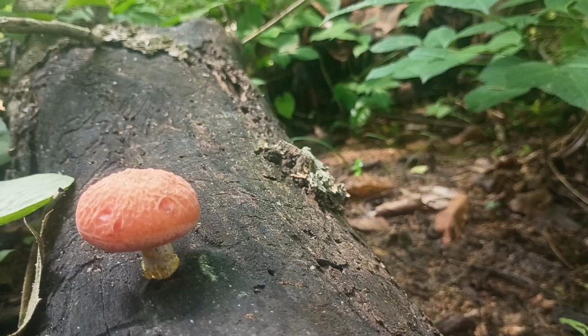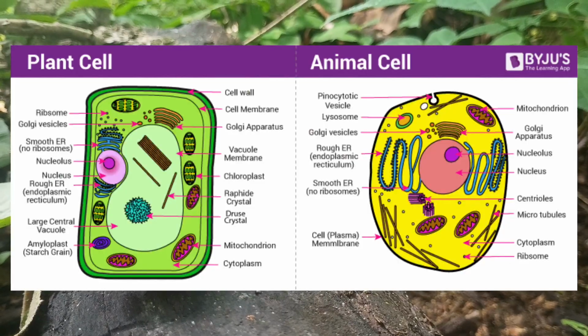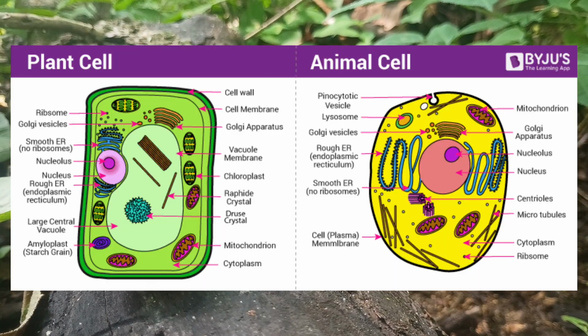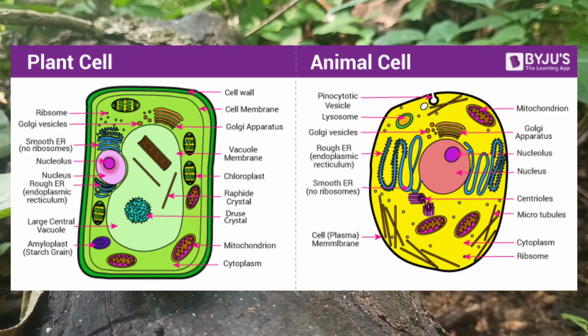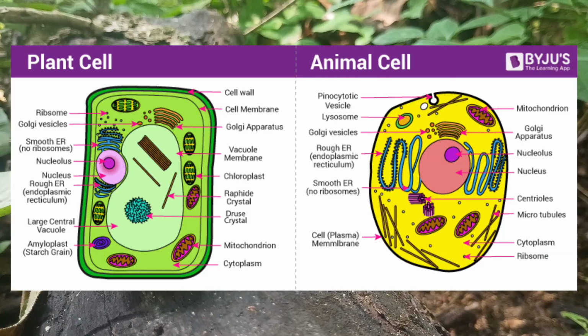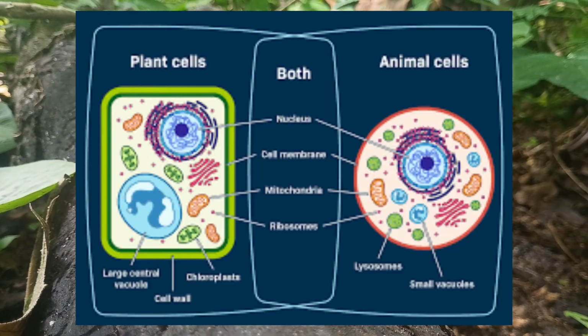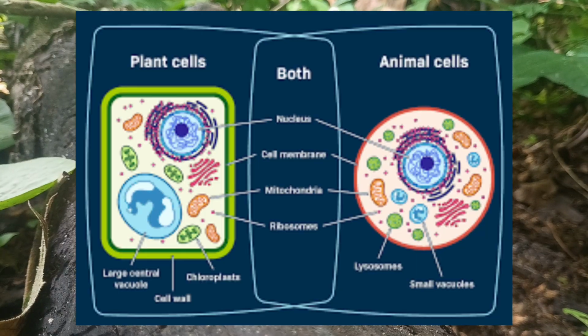The similarities between plant and animal cells are that they're both eukaryotic, and they both share cell membranes, ribosomes, a nucleus, and mitochondria. Getting further into the similarities, starting with the cell membrane: it is a selectively permeable barrier, and it regulates the movement of substances in and out of the cell.